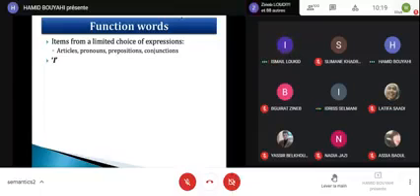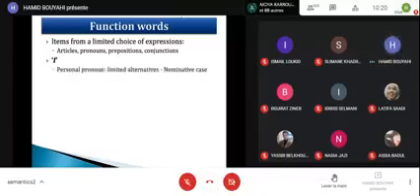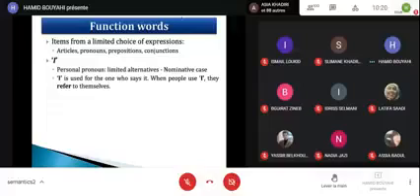Professor? Yes, go ahead, Ismail. I refers to the speaker. Yes, it refers to the speaker, as simple as that normally. So it's just one speaker and it refers to him or her. So it's a personal pronoun, with limited alternatives, and it is in the nominative case. This is its grammatical function. It is used for the one who says it. When people use I, they refer to themselves.